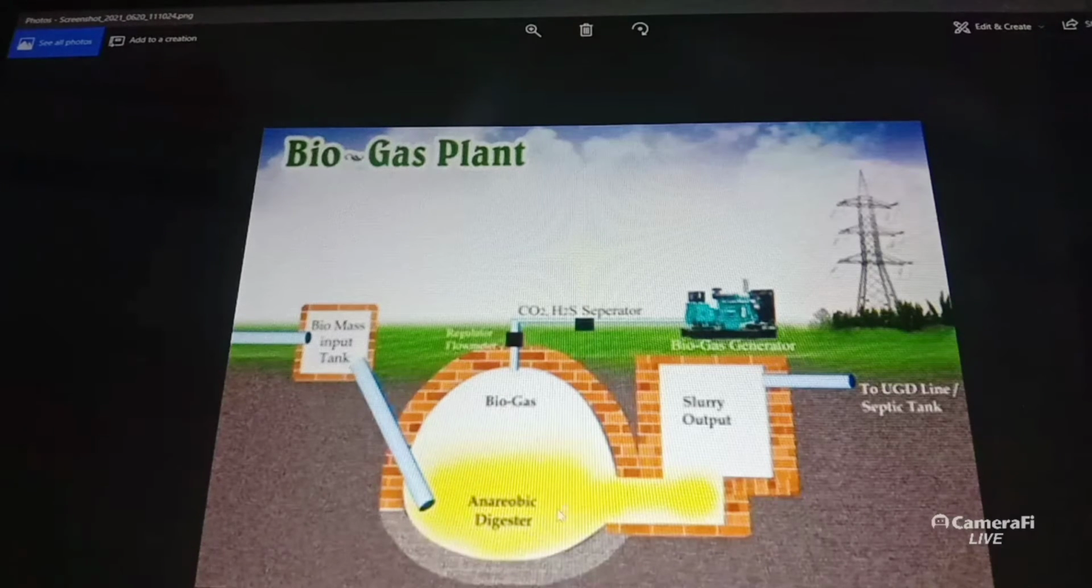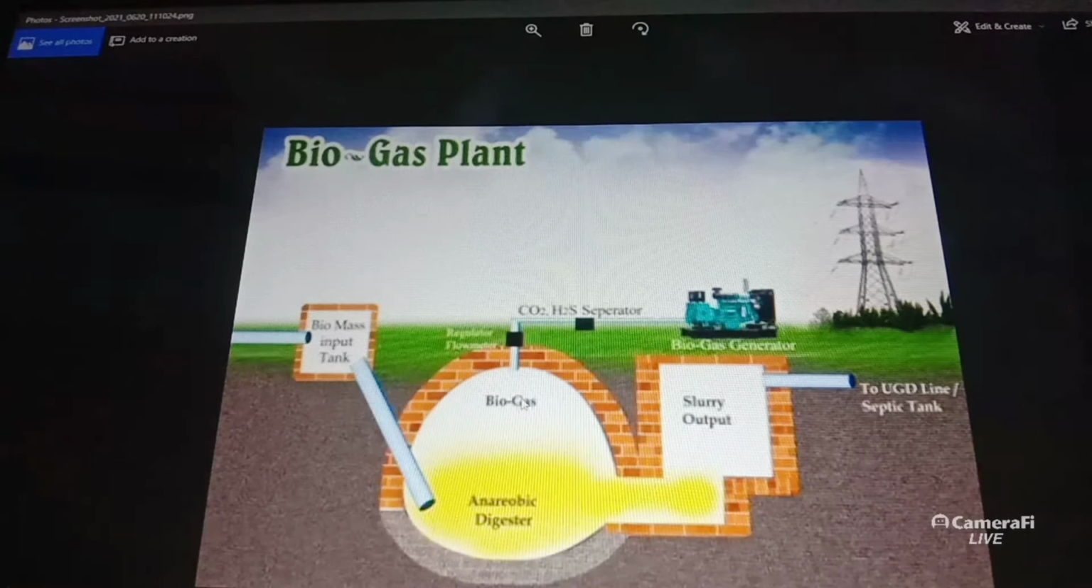So basically anaerobic digesters mean cow dung and all such things are there. We can see this is an input tank, biomass input tanks are there, and it goes directly downward, and the biogas produces slurry output to the UGT line. Septic tanks are also there, and it goes through from that side also.